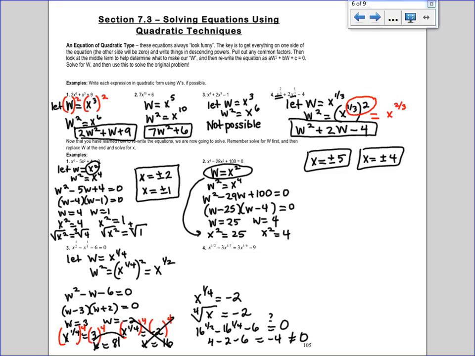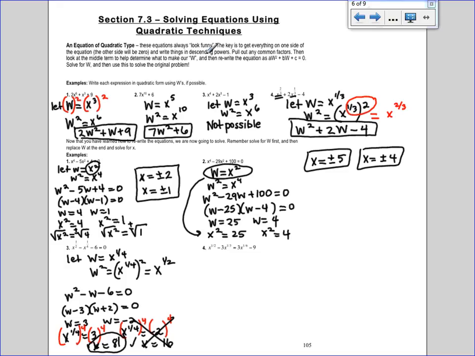Now 81, if you check that one, works out just fine. The square root of 81 is 9. The 4th root of 81 is 3. So 9 minus 3 minus 6 does equal 0. That one checks. So it is important that you check these ones, especially if they have an even root. So this is the 1/4 or the 1/2.